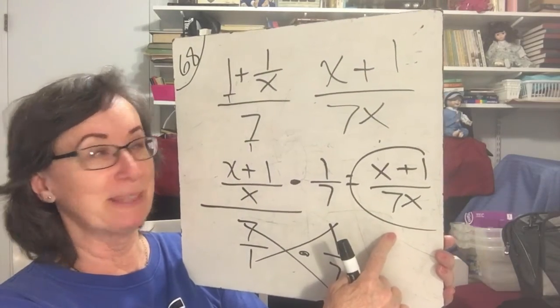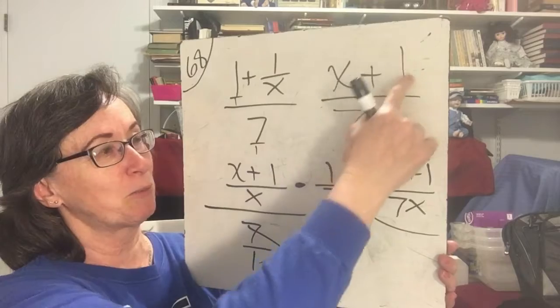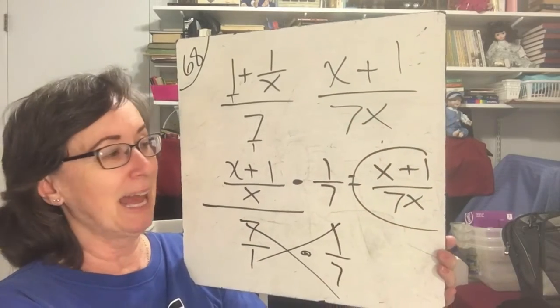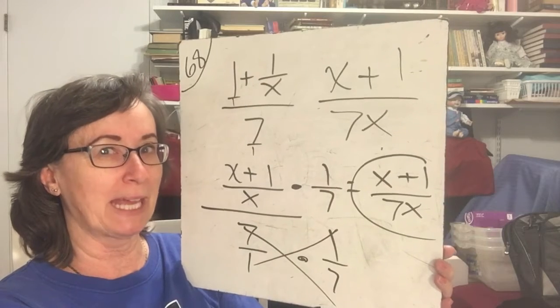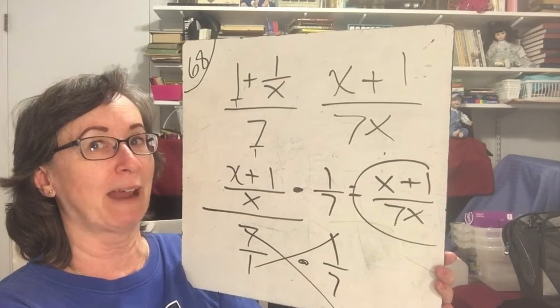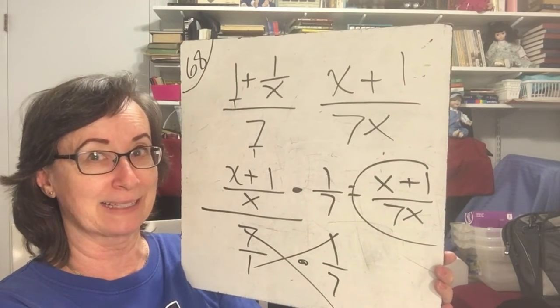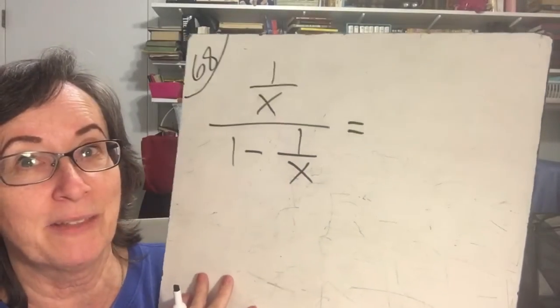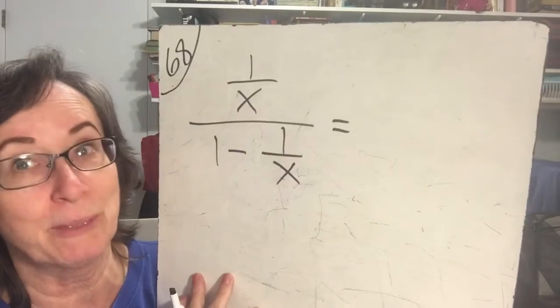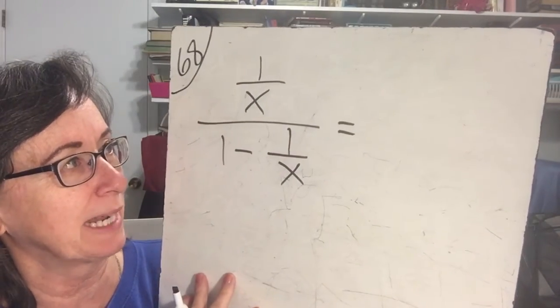Do I have the same thing I did the first time? X plus 1 over 7x. I got the exact same answer just by multiplying everything, the numerator and the denominator, by x. That's pretty fun. Okay, so here we have another problem. This is example 3 in your book, 68.3.